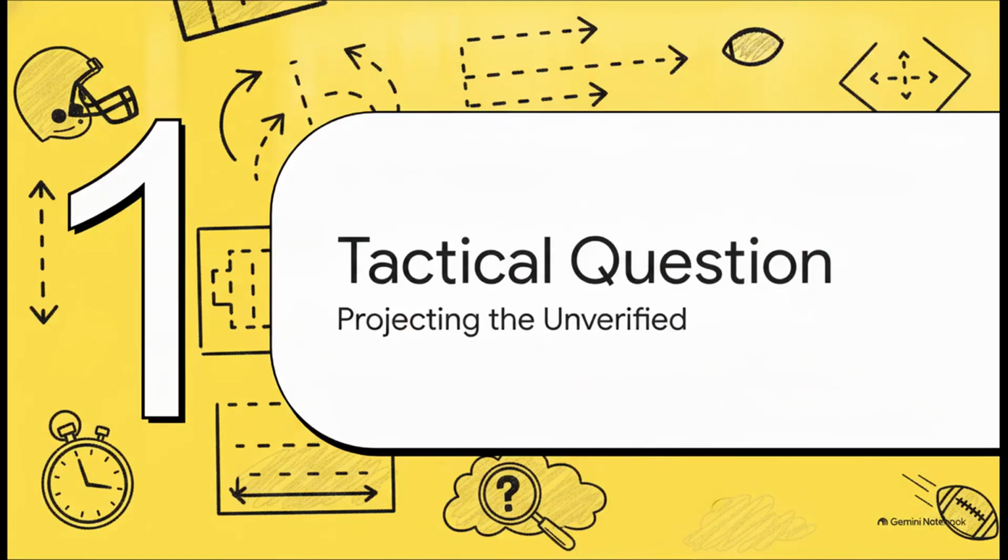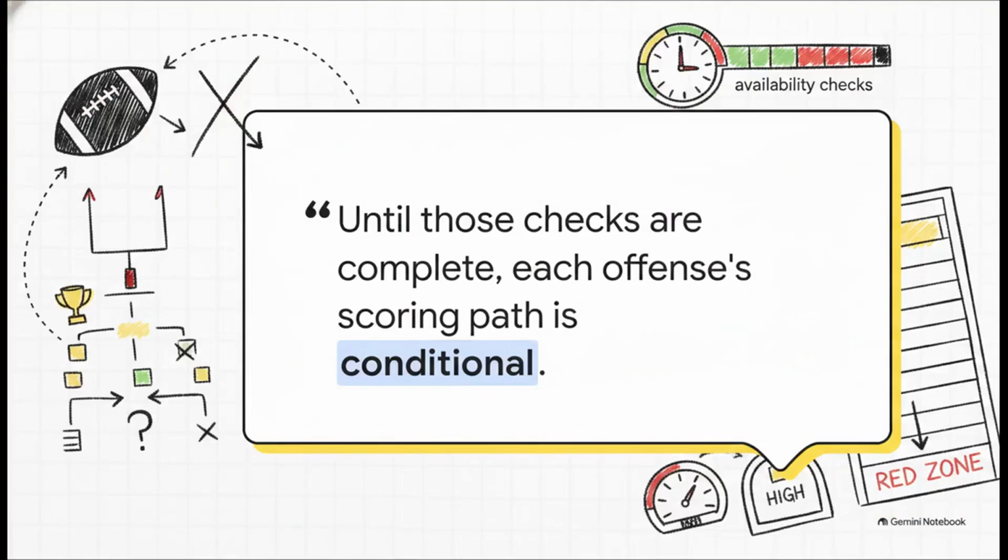Starting off with Section 1, the central tactical question, and projecting the unverified. So you might be wondering, how exactly do we project a football game when the initial inputs are, well, unverified? It all comes down to the philosophy anchoring this entire explainer. Until availability checks are complete, each team's scoring path is purely conditional based on efficiency, pressure, and field position. We're not going to sit here and invent statistics or claim to know a verified offensive identity for the Raiders or the 49ers today. Instead, we're looking at the foundational possession paths that actually determine American football scoring far more reliably than raw total yardage alone.